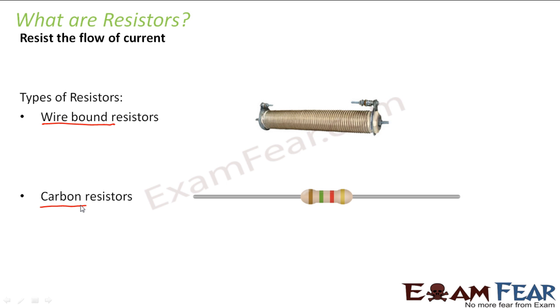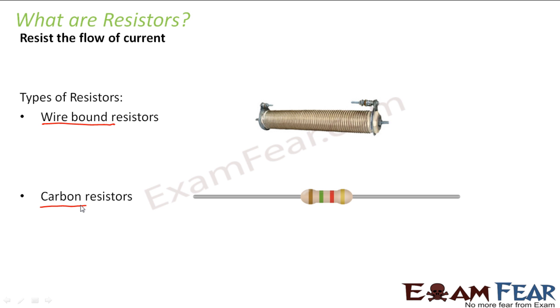Wire bound resistors are made up of alloy. I am sure you know what an alloy is. An alloy is nothing but a mixture of metals. When two or three or even more types of metals are taken in some proportion and mixed together, they form an alloy. So wire bound resistors are basically made up of alloy. Wires of alloy are wound over and over again to form a resistor.